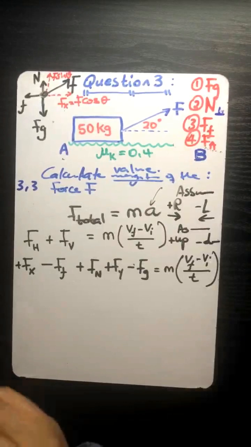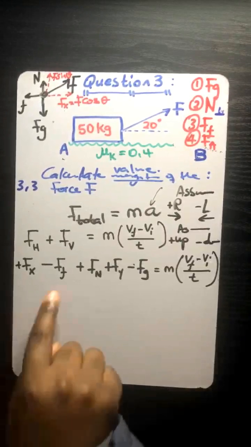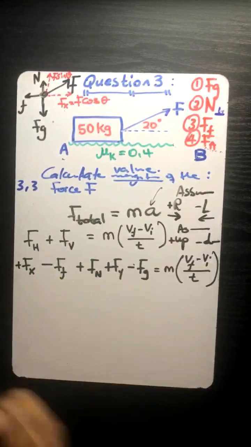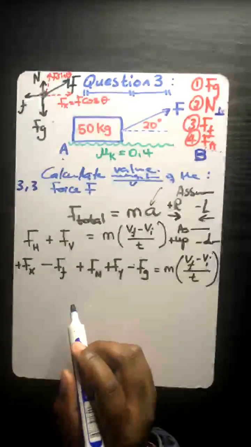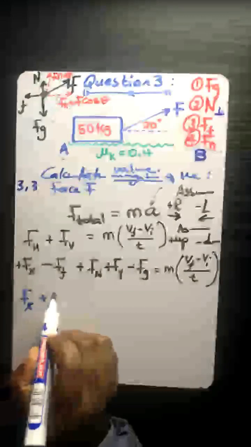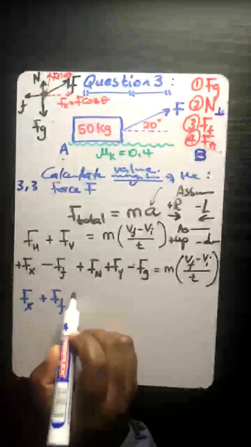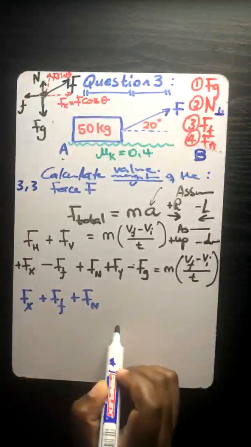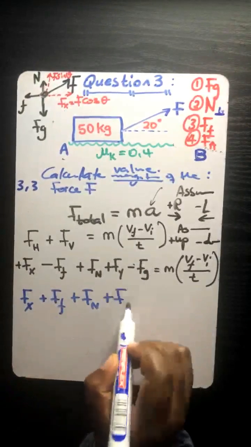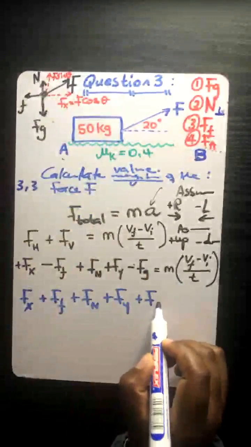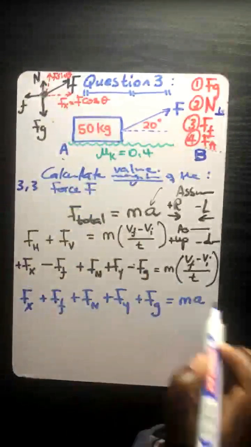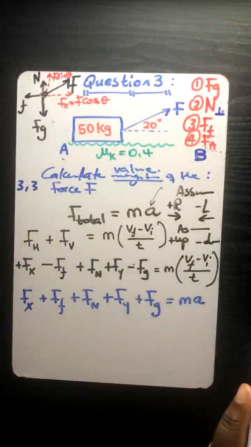Before we even get to that, let me actually show you something. So again, one can say I'm just going to add all those forces. I have the force in that direction, plus the frictional force, plus the normal force, plus the component, plus Fg. All of this is equal to ma.